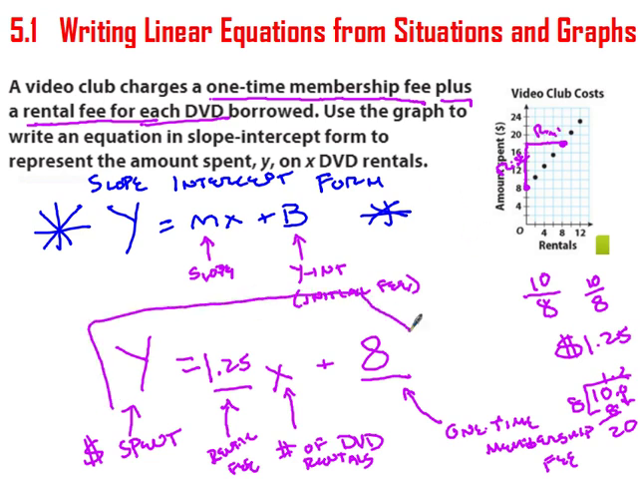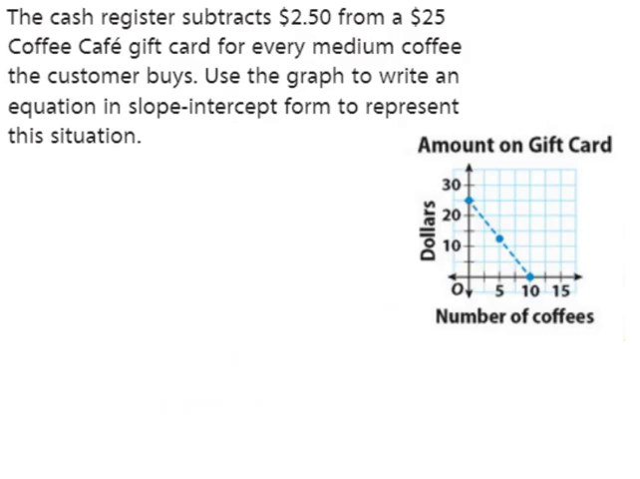I have my equation. Every single piece of that equation has a certain purpose or value. This y represents the dollars spent. Okay, this slope represents a rental fee. The x represents a number of DVD rentals, and we know that x is DVD rentals, y is the amount spent. That's what it tells us on our graph. And then my initial one-time fee is my y-intercept. All right, let's go a little bit faster through these next couple ones.